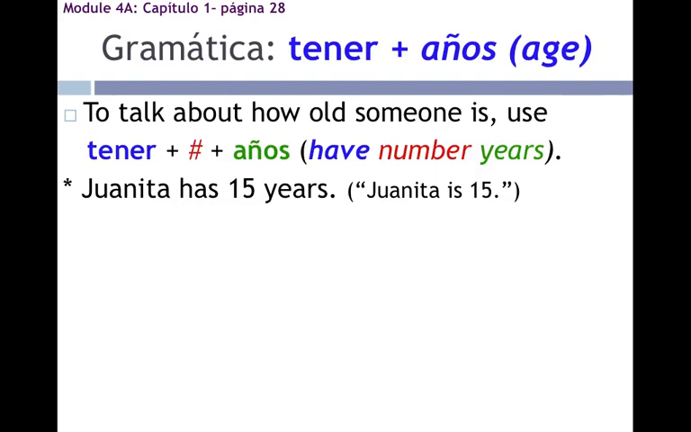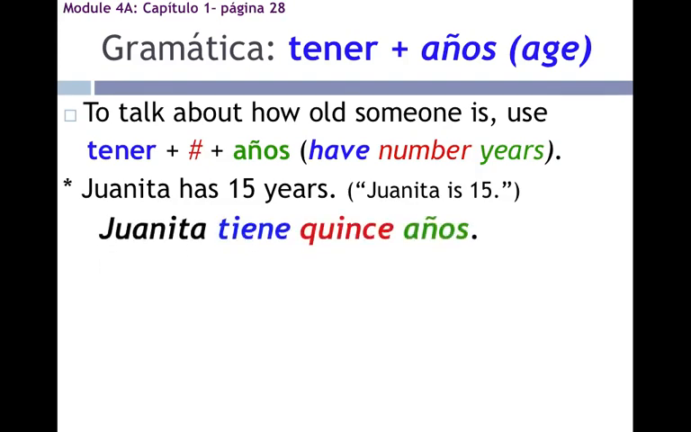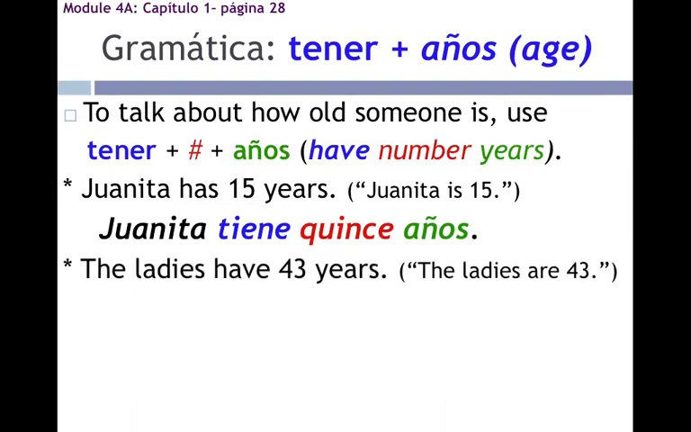So you need to say that Juanita has 15 years. ¿Cómo se dice Juanita has 15 years en español? Juanita tiene 15 años. Now notice in English we can just say Juanita is 15. If you said in Spanish, Juanita tiene 15, she has 15 what? Cats, dogs, books. You need to put años at the end. She has 15 years. So let's do another ejemplo. ¿Cómo se dice the ladies have 43 years? The ladies are 43.